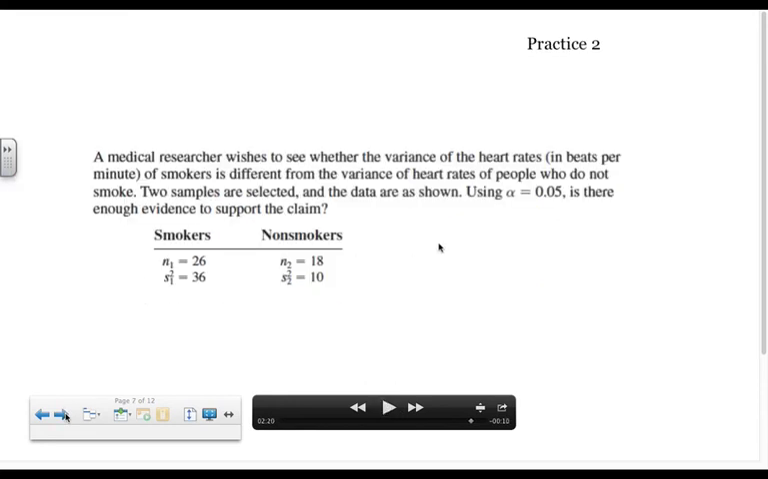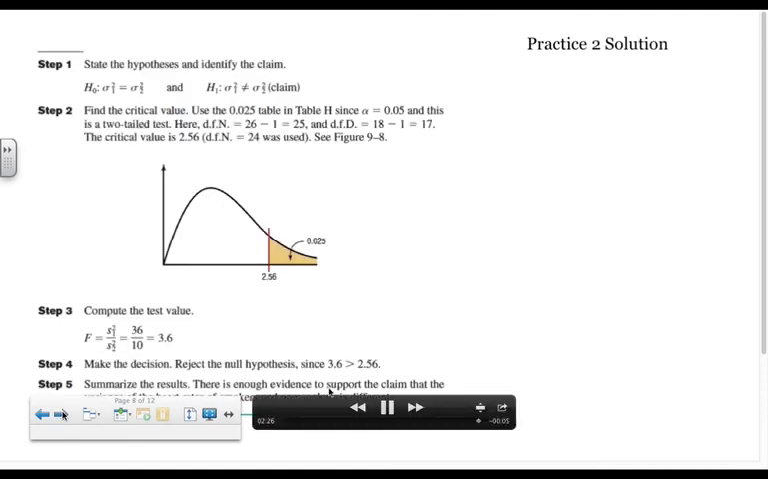All right, so here's your practice problem. Go ahead and try it by plugging the numbers into the formula. Obviously, you can't look up the chart, but you can do the rest of it. And here is your solution.